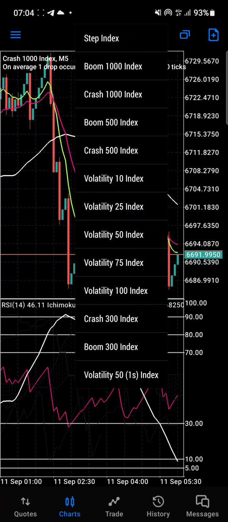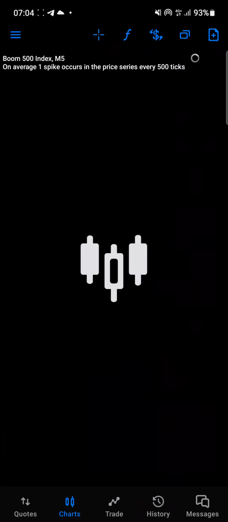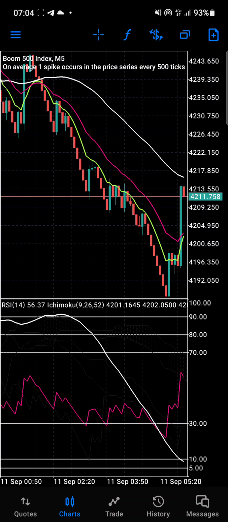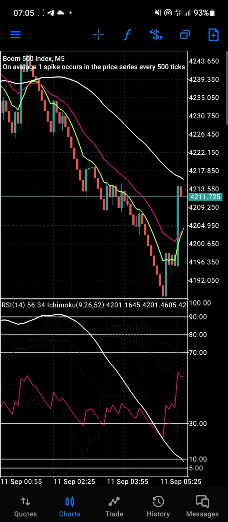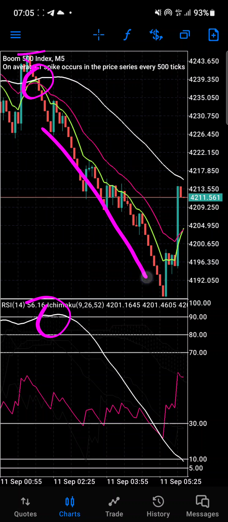Okay, so the next asset we'll be checking out is going to be Boom 500. Let's check that out quickly. This is Boom 500, just the way we're seeing it, starting from this resistance zone. It started a downtrend, and it gave us entry points and confirmation right from there. And you should see this is also at 90, so it started selling and selling, even though this has gotten to 10. That is why it started spiking up.